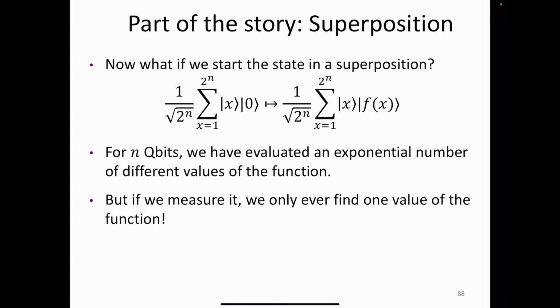Now, what if we start the state in a superposition? So the superposition, as you remember, is in that case an equally distributed one. But in a superposition for n qubits, we have evaluated an exponential number of different values of the function. So that means for all possible configurations of that system, we now did that evaluation at once, which is remarkable. There is no classical counterpart to that.